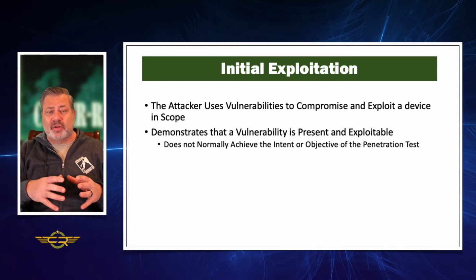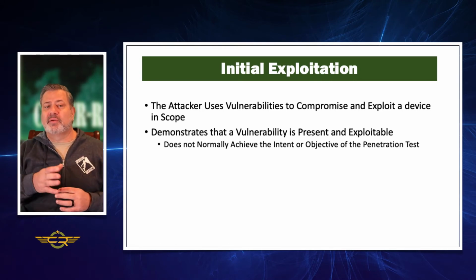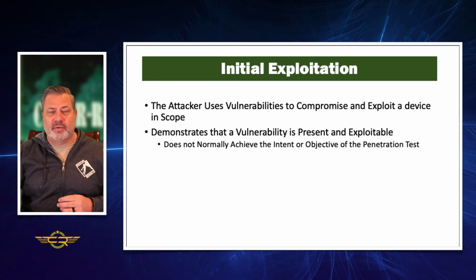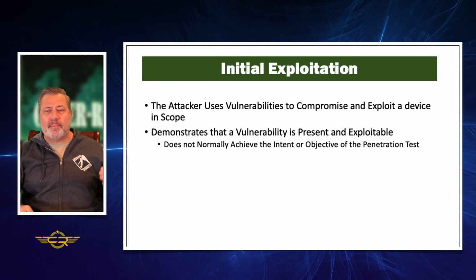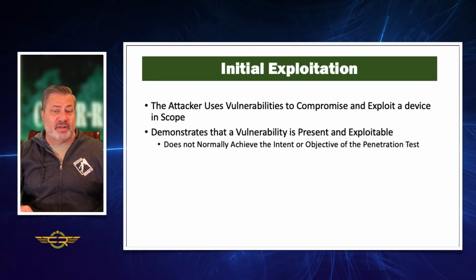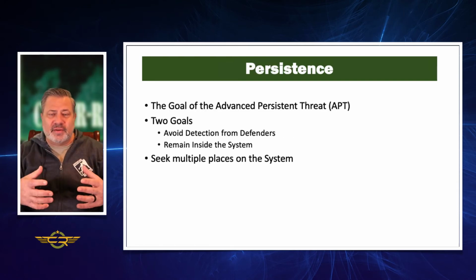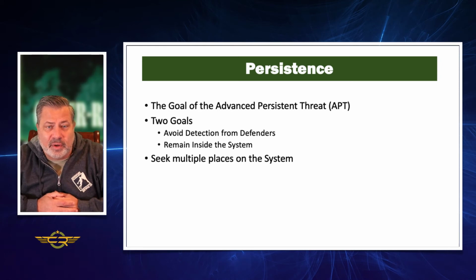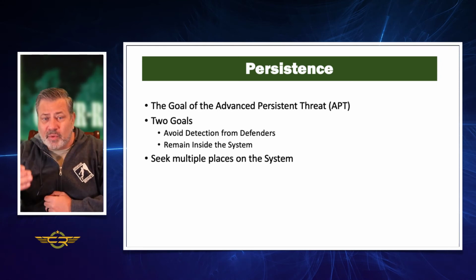So we're going to use this initial exploitation normally to pivot and move further in the network. So that's just our initial drop. We've used a vulnerability to compromise and exploit a device in scope. Persistence is just staying in the network. Once we get in there, we want to stay there.